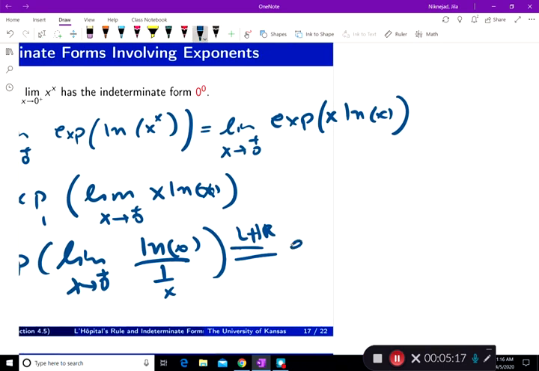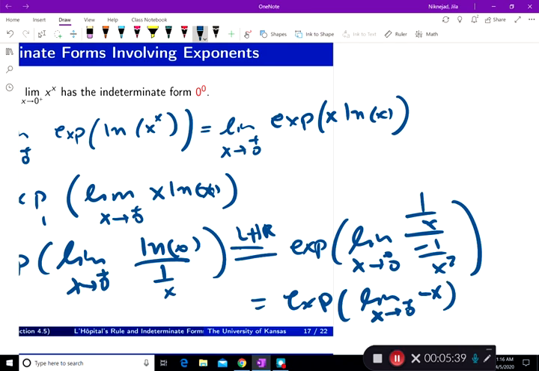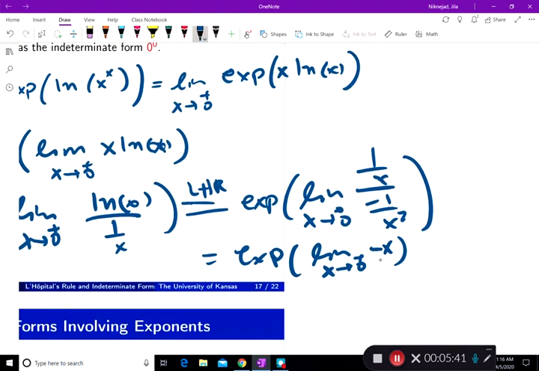After L'Hopital's rule, again, don't forget the exponential, don't forget the limit. I get 1 over x over negative 1 over x squared. If I simplify it this time, it's the limit as x goes to 0 from the positive side of negative x. As x goes to 0 from the positive side, the entire thing is going to 0, so it's going to be e to the power 0, and that is 1.